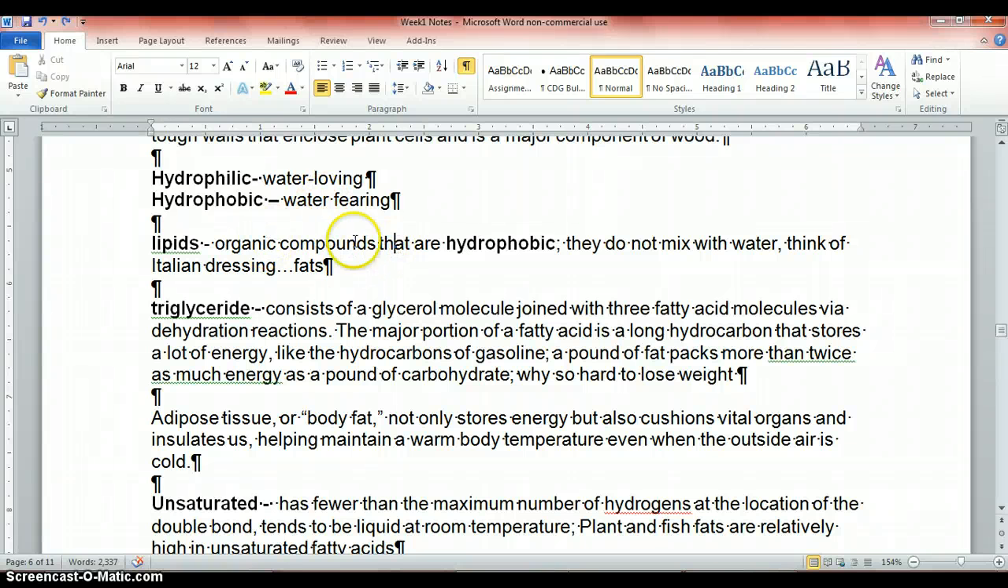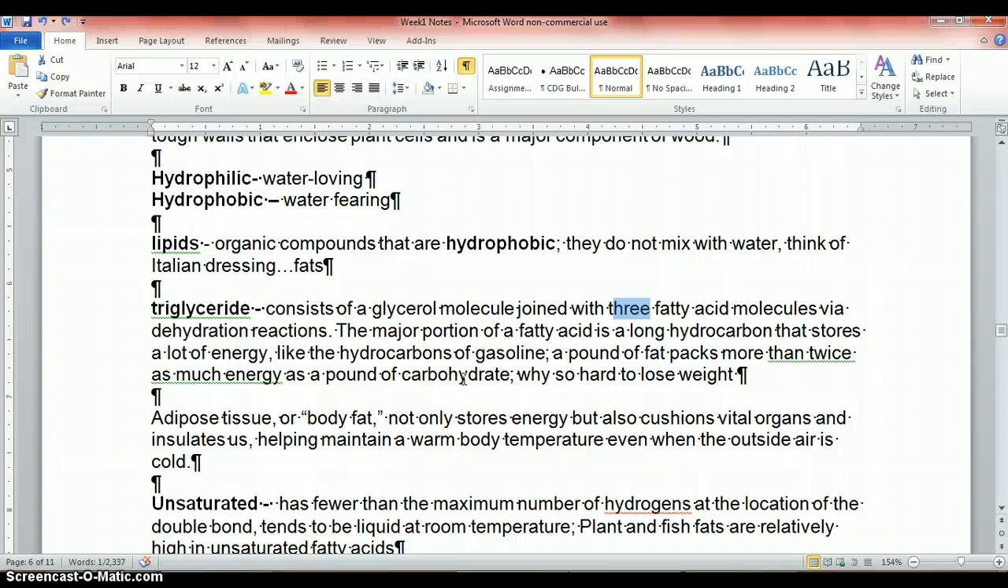So an example of this is lipids, and these are fats. And I think of this too mentally as Italian dressing, you leave it out and the fat and the water separate because they don't want to stay together. They're hydrophobic, the fat is. Triglyceride, you got 3, right? 3 molecules in here. A major portion of fatty acid is the long hydrocarbon that stores a lot of energy. So most of the fat is storing that energy. And fat has a lot more energy than carbohydrate.